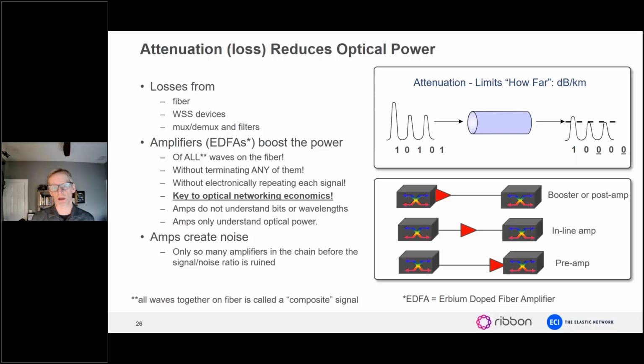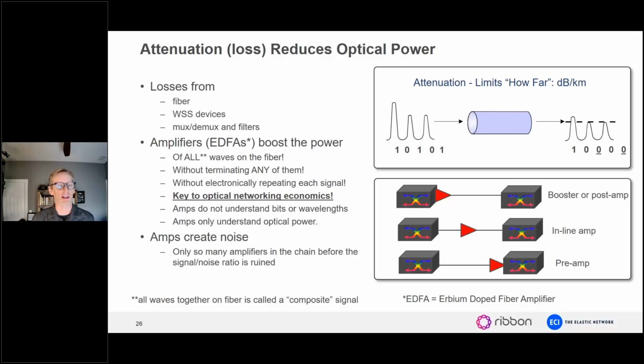Again, the amps don't understand bits. The amps actually don't even understand wavelengths. All the amps understand is power, and they'll take small power in and big power out. So there are booster amps that go on the output side of a line system. There's an inline amp that goes between locations, which is necessary sometimes, and there's a preamp, which is on the receiver side. Generally speaking, you can get by with just a post amp or booster and a preamp, but for very long distance routes, you might need an inline amp.